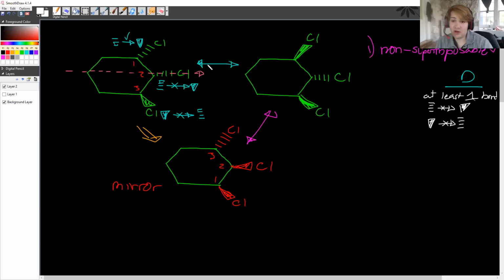So if you have more than one bond, perfect. If you only have one bond, that's totally fine. And what this tells us is that diastereomers are non-mirrors. And just to compare this against what we were talking about for enantiomers, we were saying that all of our bonds change. All of them change to what we were expecting.